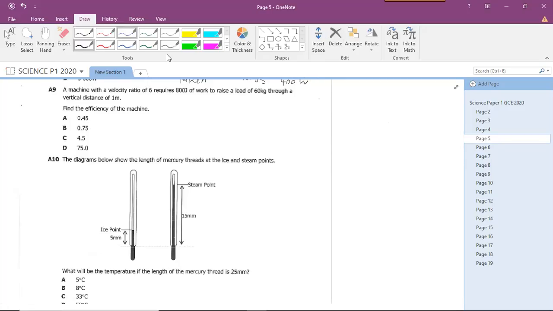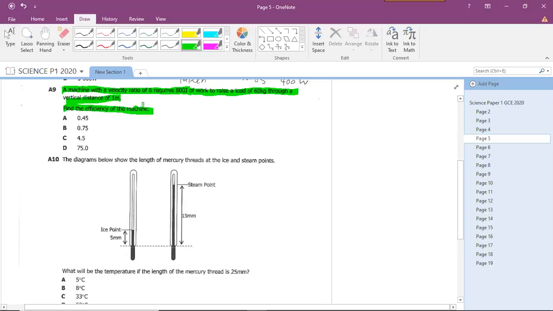Let's move on to question 9, which is about work, energy, and power, but it's also about efficiency. We have a machine with a velocity ratio of 6 that requires an output energy of 800 joules to raise a load of 60 kg through a vertical distance of 6 meters. Find the efficiency of the machine.